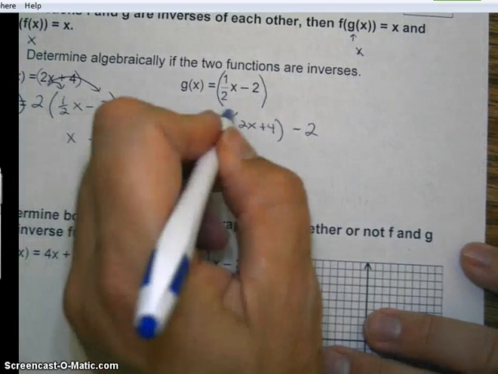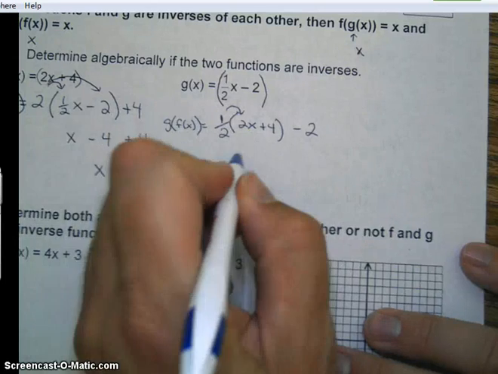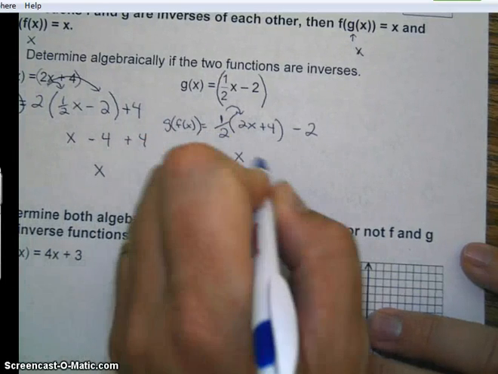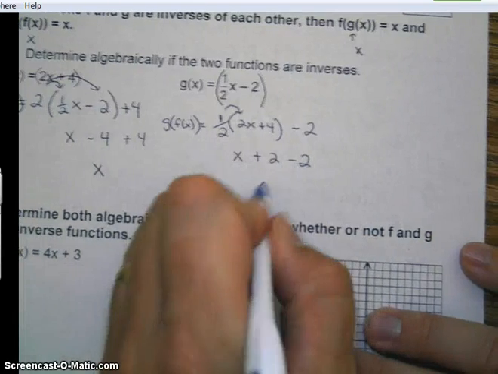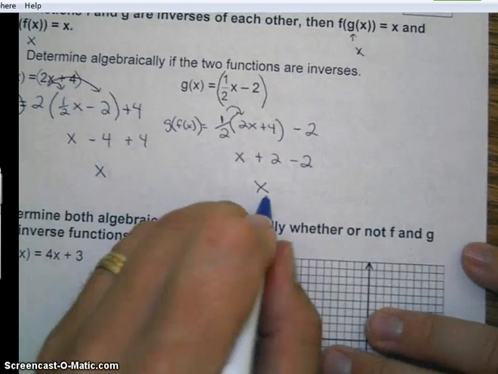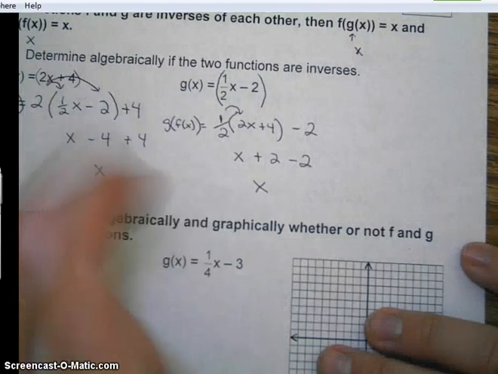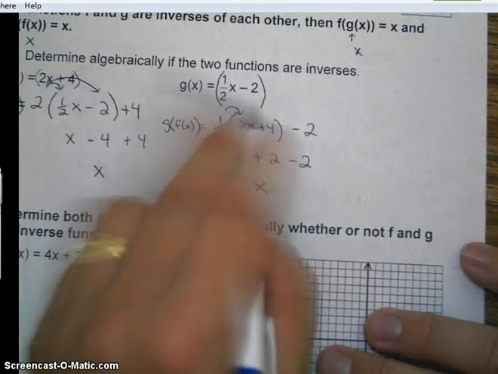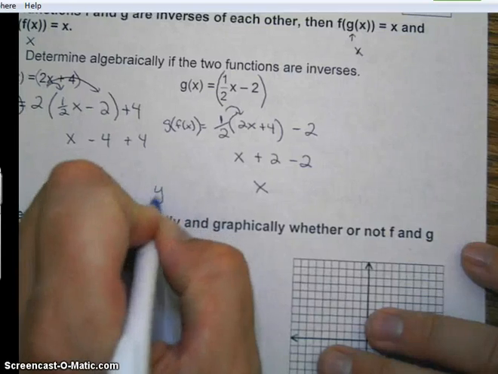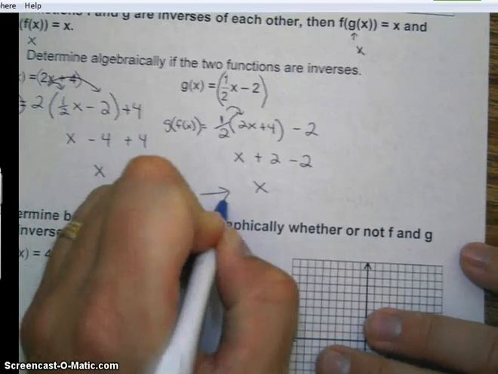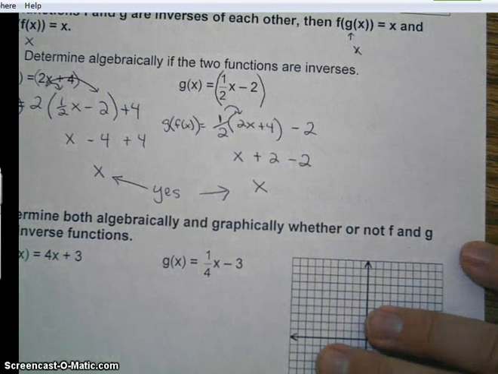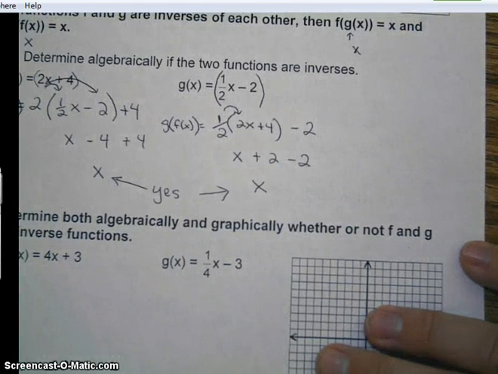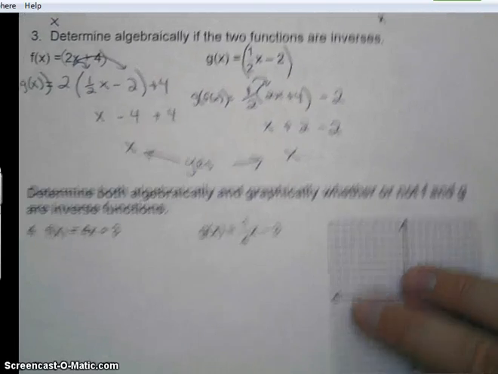All right, here we go. 1/2 times 2 is 1. 1/2 times 4 is 2. Canceling those out, we get x. We did both of them. We get x both times. So are they inverses of each other? Yes, because you simplified both of them and got x's. This will take some time. You will learn it. Don't panic.